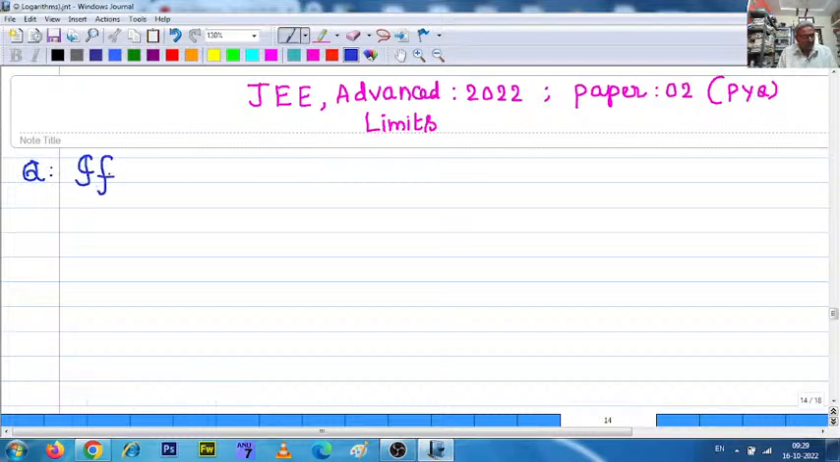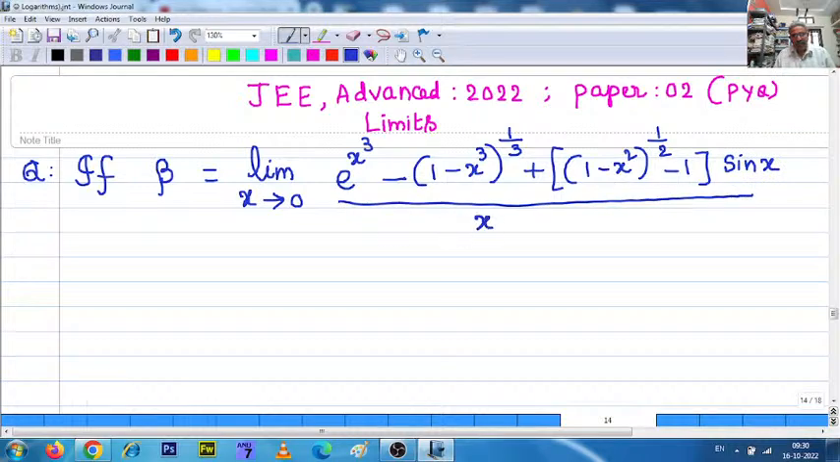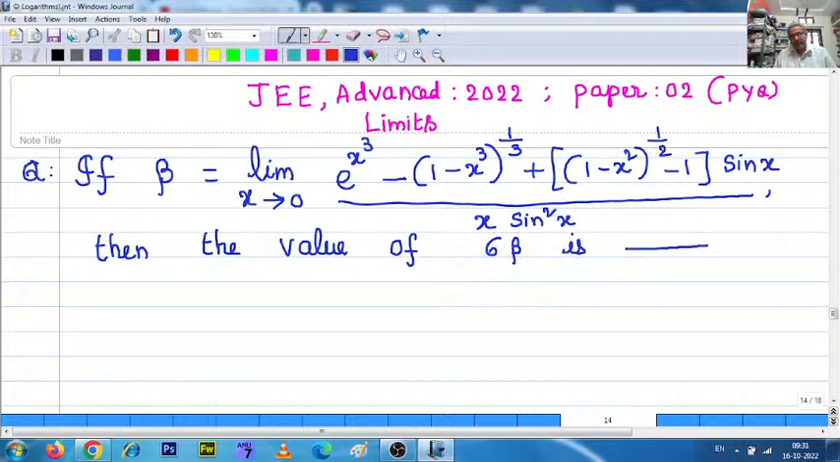If beta equals limit x tends to 0 of e to the power of x cube minus (1 minus x cube) whole to the power of 1 by 3 plus (1 minus x square) whole to the power of 1 by 2 minus 1, times sin x, divided by x times sin square x, then the value of 6 beta is. So this is the question.